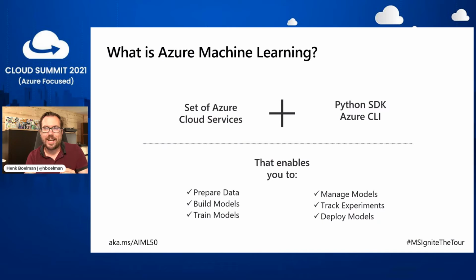So what is it exactly? It is a set of cloud services combined. It is not just one thing. It is Azure Machine Learning, it is storage, it is a key vault, it is a container registry, it's our containers. So it is a bunch of cloud services together that you can control with a Python SDK and through the Azure CLI. And today we're going to talk about how we can do that using the Azure CLI. And that set of cloud services with that tooling enables us to prepare data, train our models, track our experiments, and finally deploy our models.